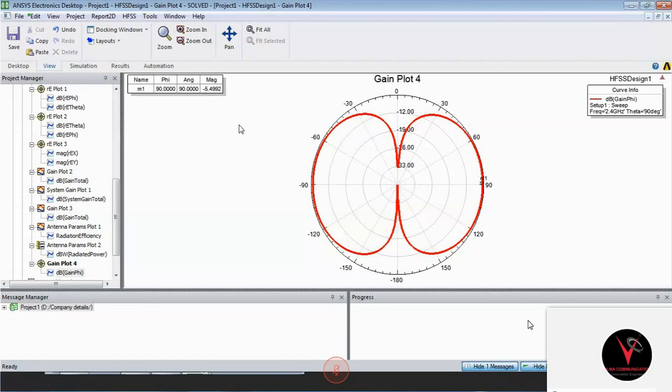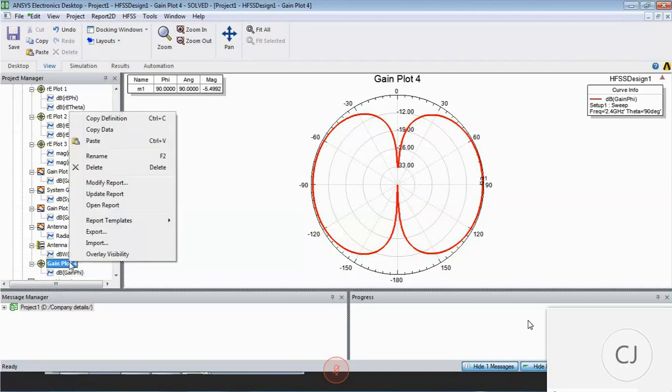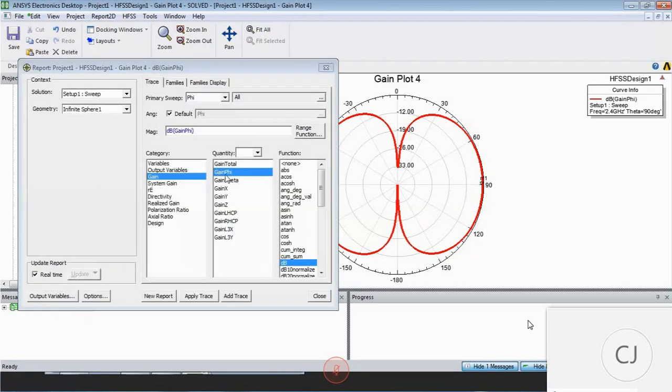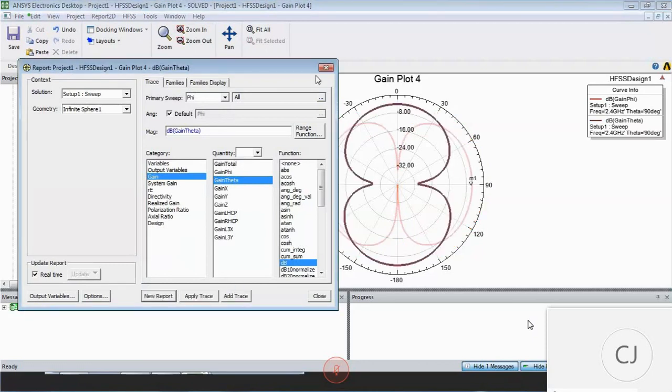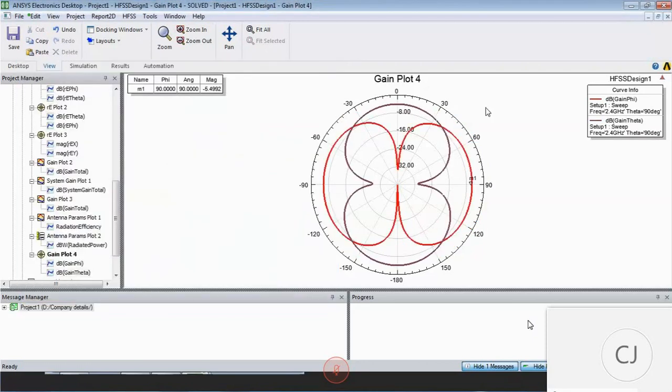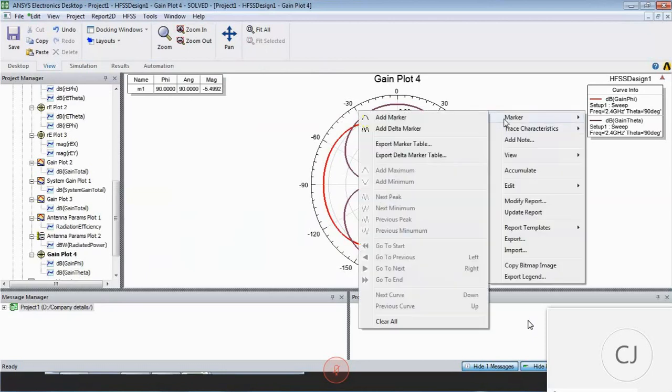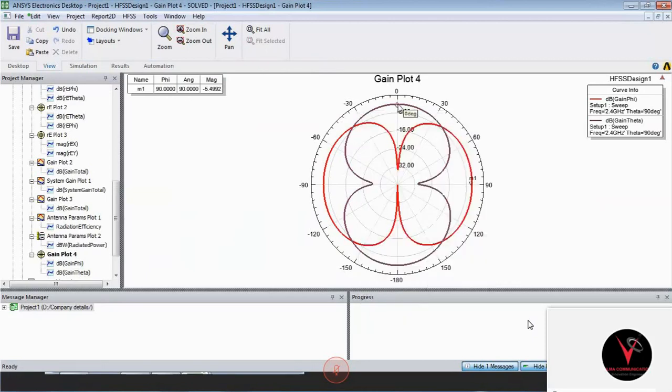Sir, this is the E plane. Yes, it's the E plane. If you go for the H plane, here also we get it. This is the E plane. Here we got the H plane, and the H plane has 4.10.